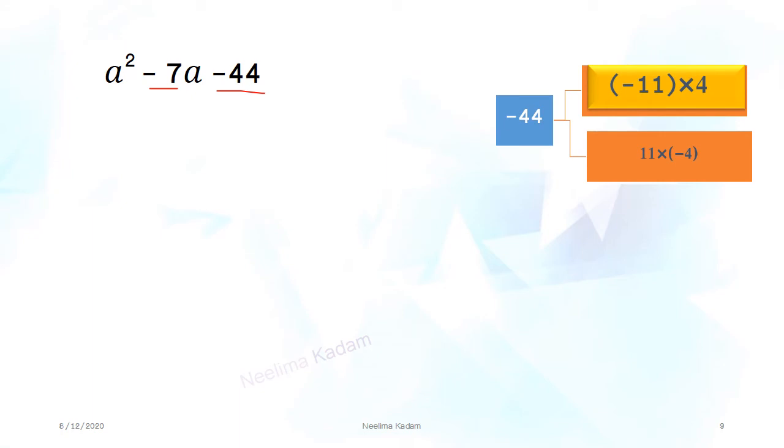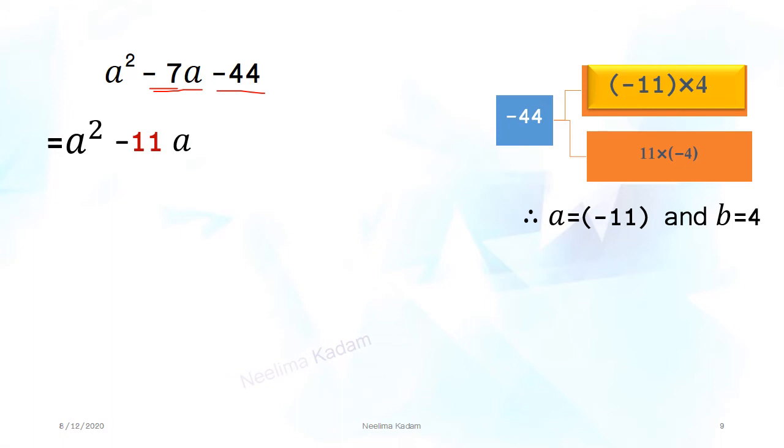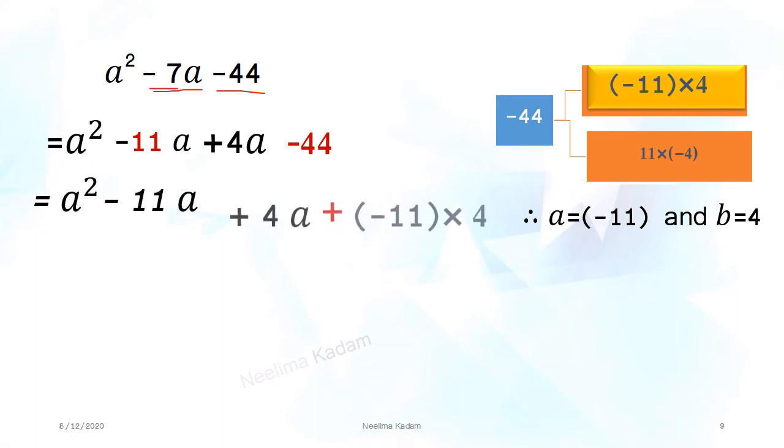Now let's split the middle term, that is minus 7a. First a equal to minus 11, b equal to 4. First term as it is, middle term we are splitting, that is minus 11a plus 4a, and last term as it is. Now let's write down this: a square minus 11a plus 4a plus minus 11 into 4. 44 as minus 11 into 4.